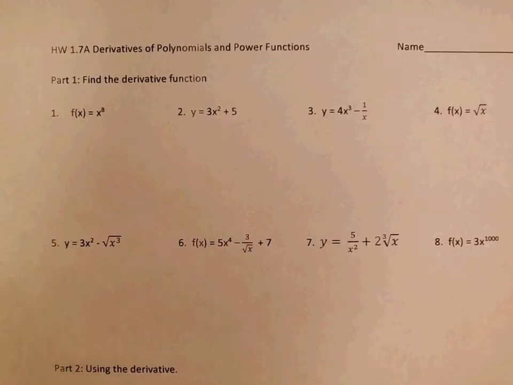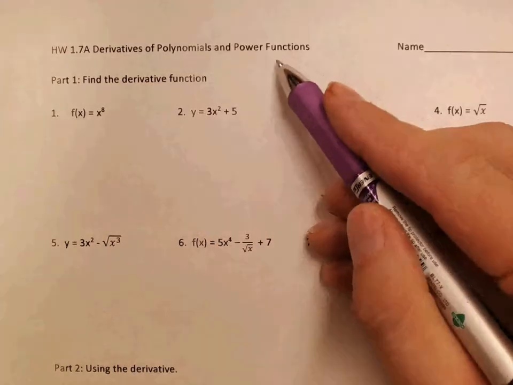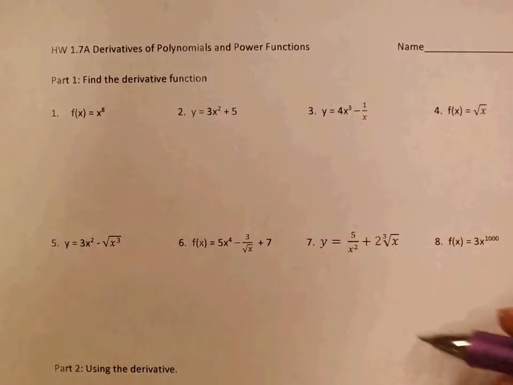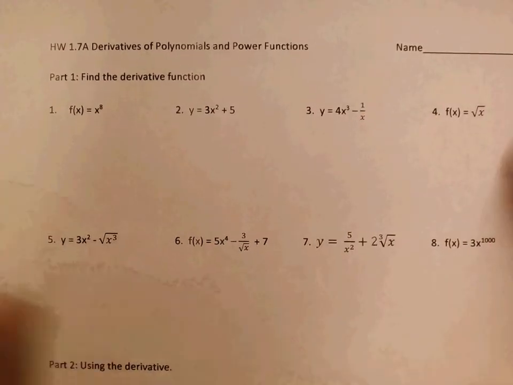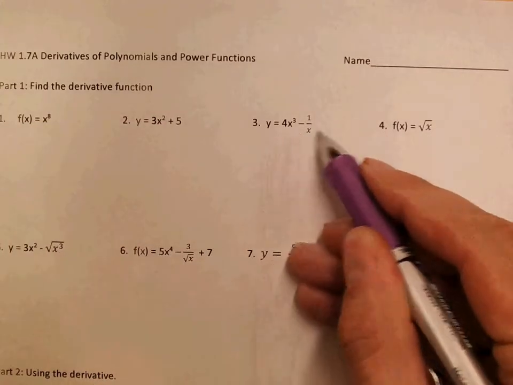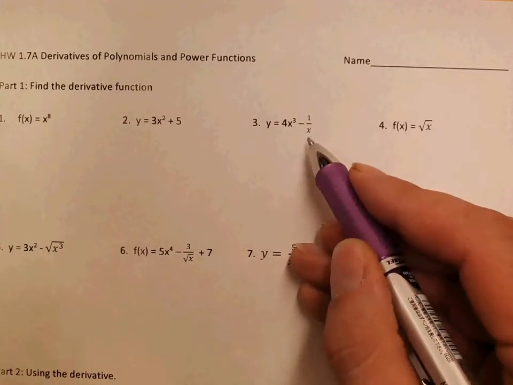Homework 1.7a was meant to be one of your easier homeworks. We're just finding the derivatives of polynomials and power functions. I'm only going to do a few of these with you. I think it should go fine. Here, we've got y equals 4x cubed minus 1 over x.